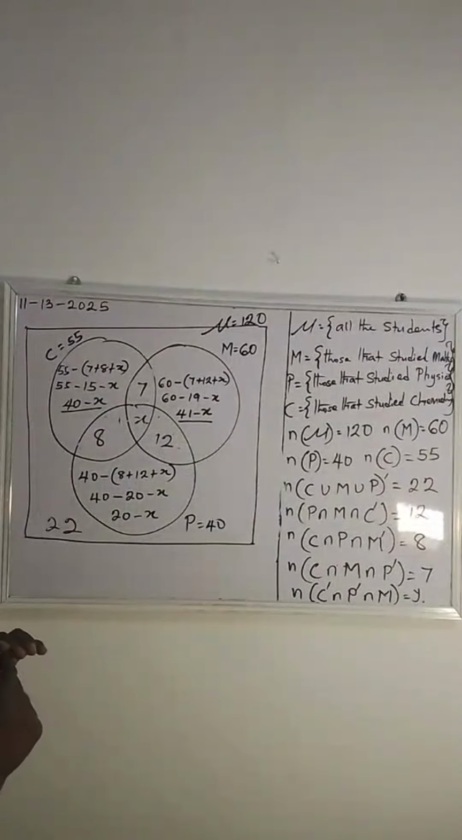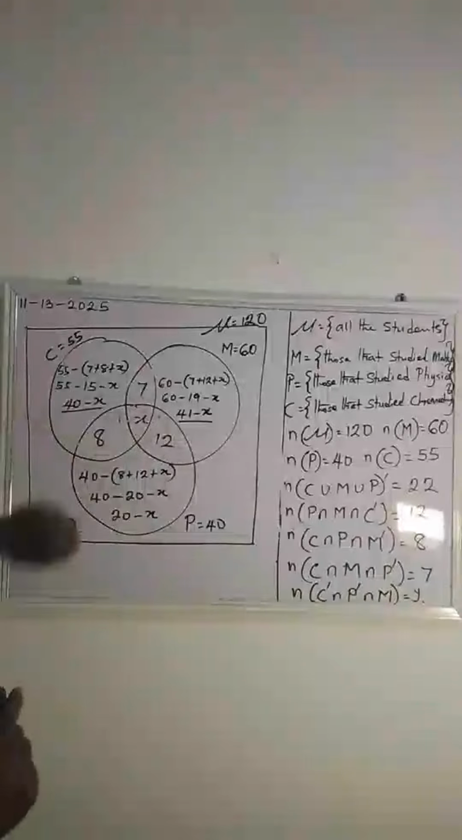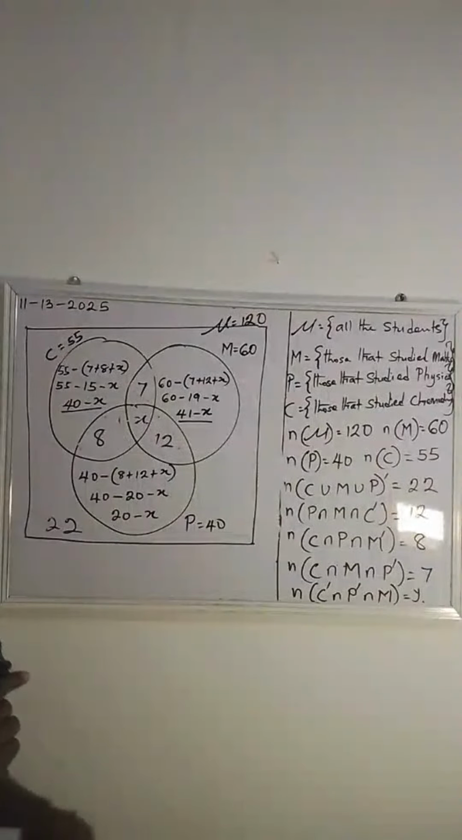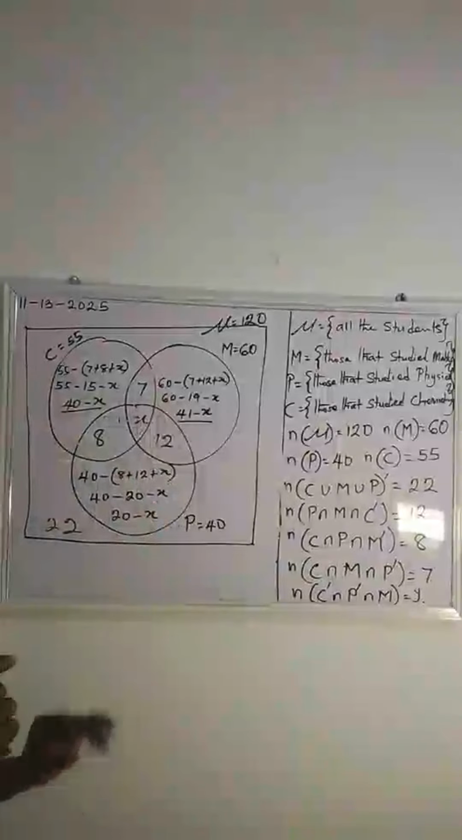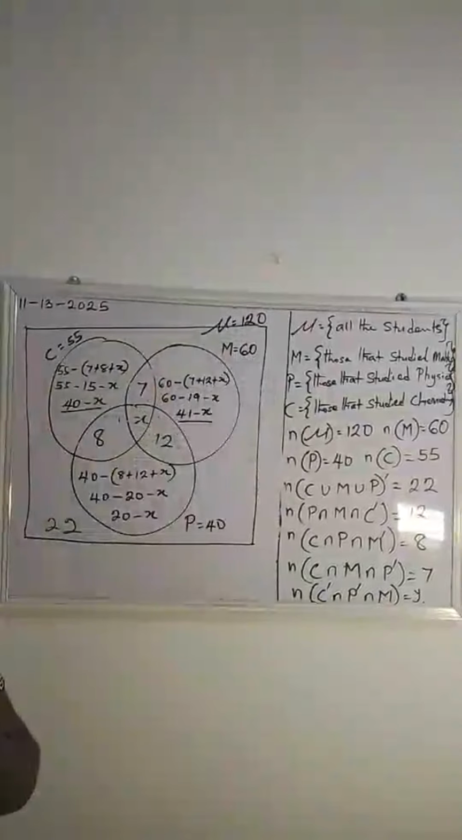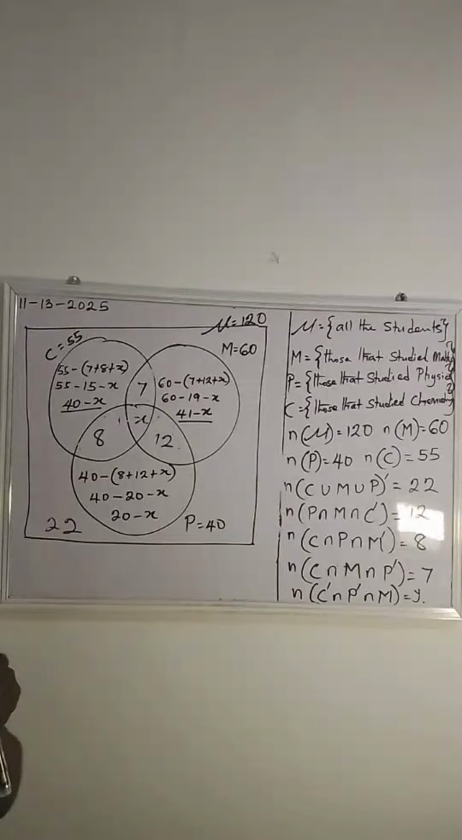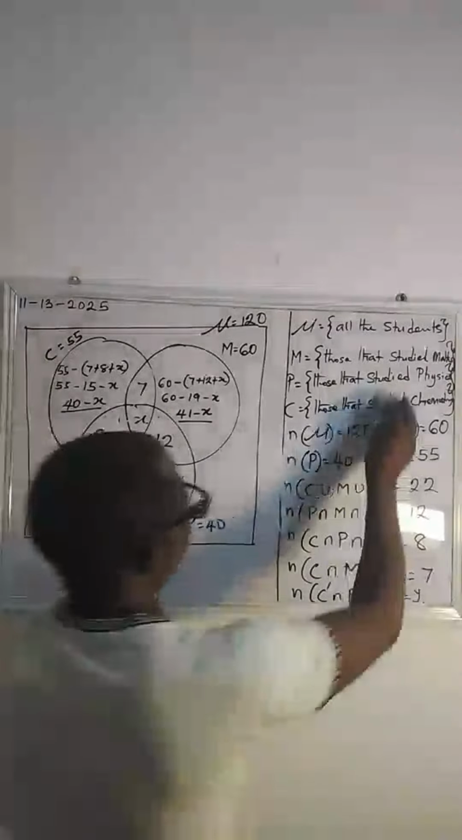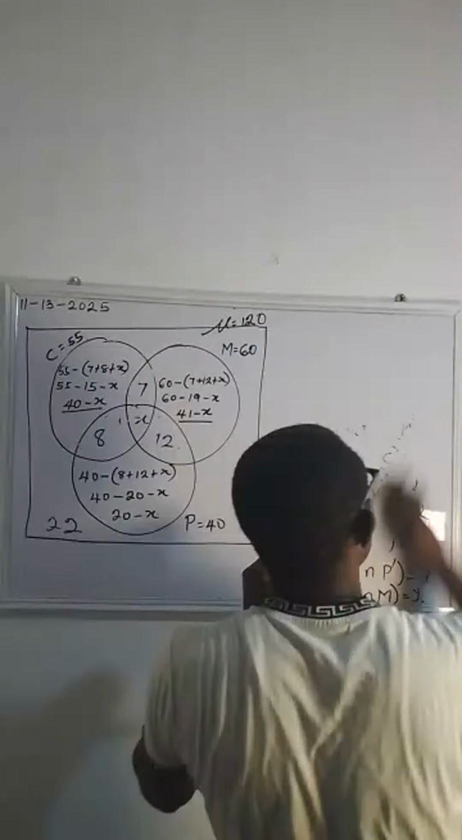So we have all the parts now represented with a number. The next thing now is to add all the 8 parts of the 3 subsets together and equate it to 120. That will help us get the number of those that study the 3 subjects. Now let's do that.